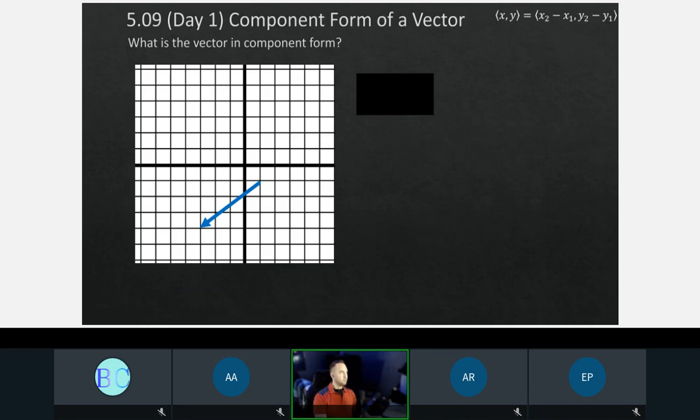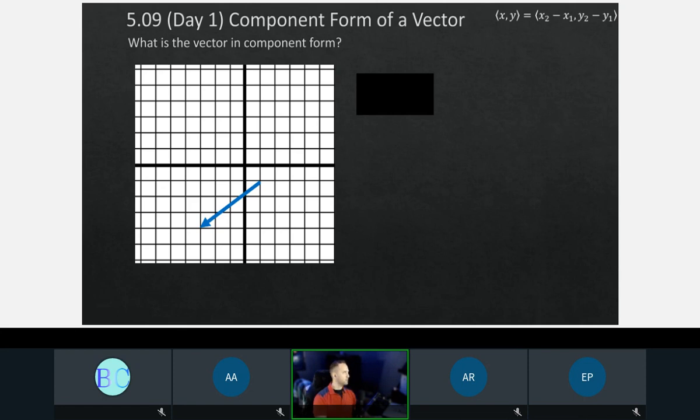All right, next problem. It says, what is the vector in component form? So you're given this graph, you're given a vector. We need to put this vector in component form. There's a formula, right? Here's the formula in the top right-hand corner. So you just get the tail and the head coordinates, and you just plug it in.